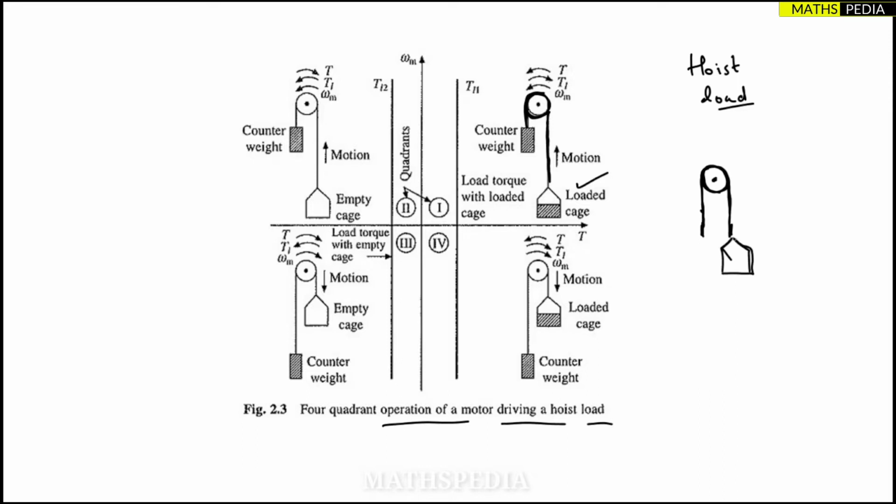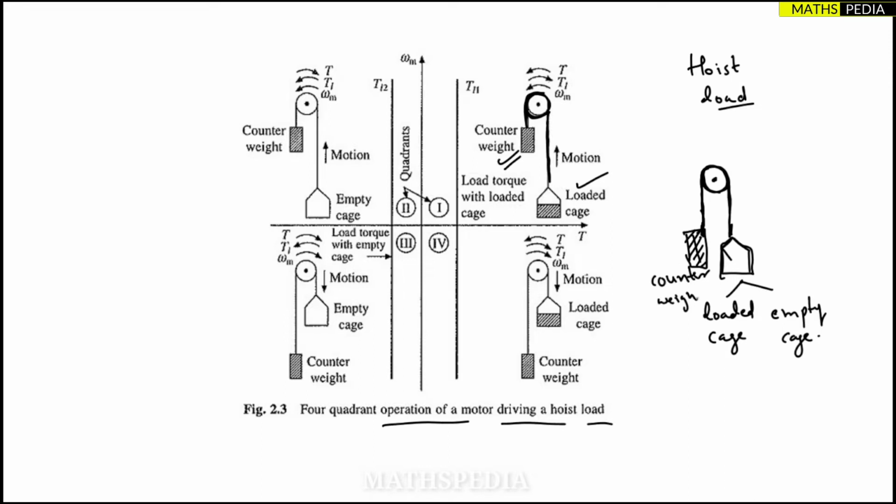Now this cage can be empty or loaded, two possibilities. The other end of the rope is connected to a counterweight. Here you can see all the diagrams are the same, the only difference is whether it is an empty cage or a loaded cage. Now here we have one end of the rope, and we have the counterweight.